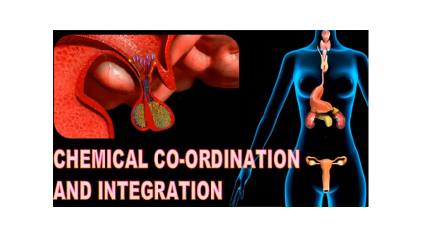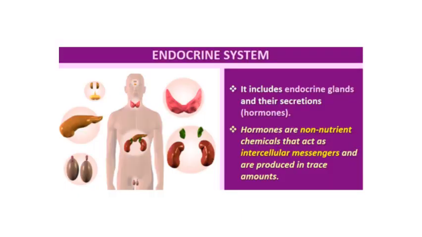Hello students, let us start with the next chapter of biology, that is chemical coordination and integration. In this chapter we will learn about the endocrine system and the glands and hormones which they release.